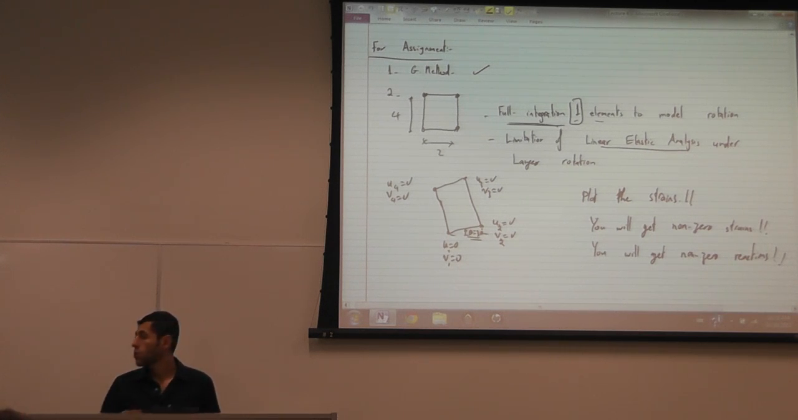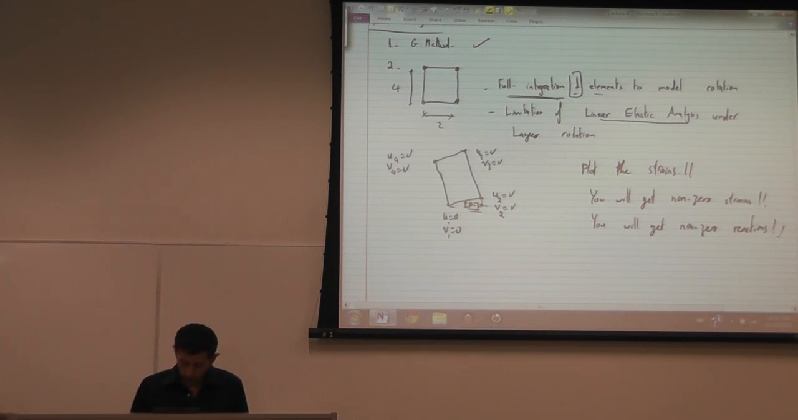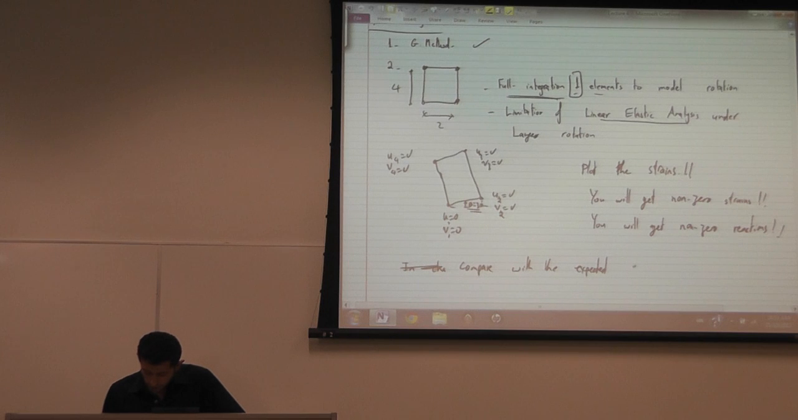But now I want you to do this and change the angle. Put angle 1 degree, 20 degrees, 30 degrees, 40 degrees, 50 degrees. And the strains that you will get, compare with the expected ones. I'm going to call them erroneous strains, obtained in chapter 3 for the small strain matrix.